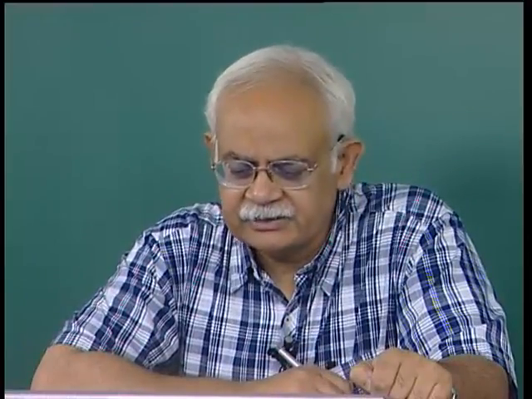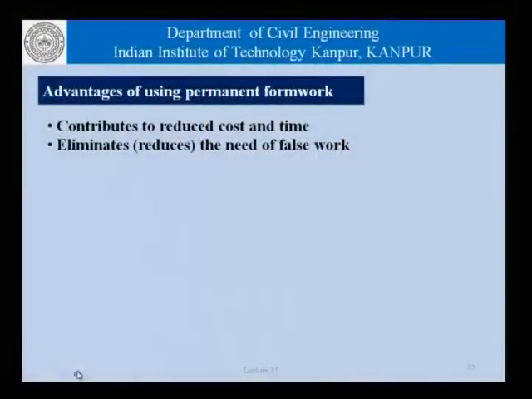It eliminates the need for doing any kind of false work, reduces the skill level needed at site, because formwork is a skilled operation. Erecting the formwork is a skilled operation. Most of these panels that are made are precast or prefabricated panels which are used in the construction, and therefore, the skill level required in the erection is different and of a much smaller magnitude compared to erecting normal formworks.